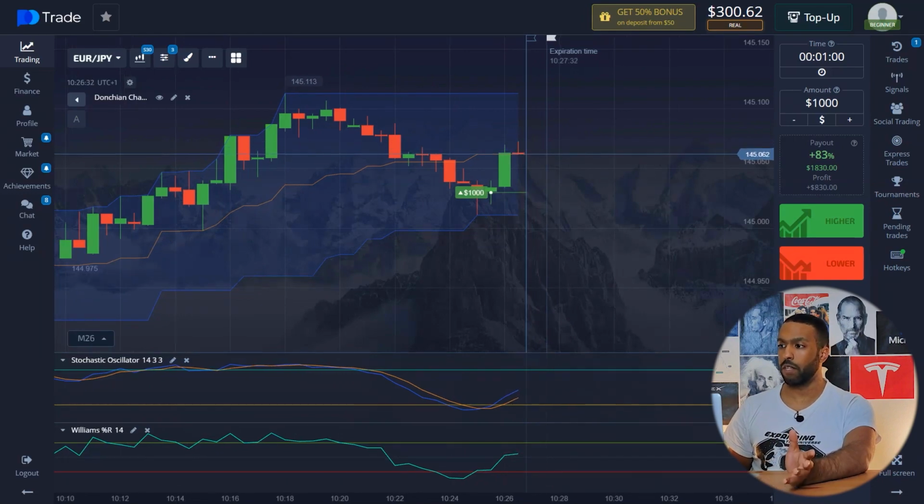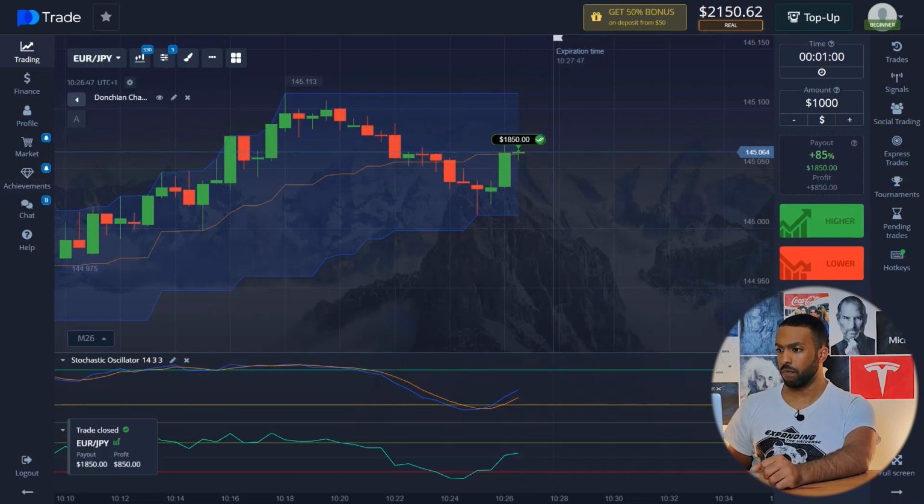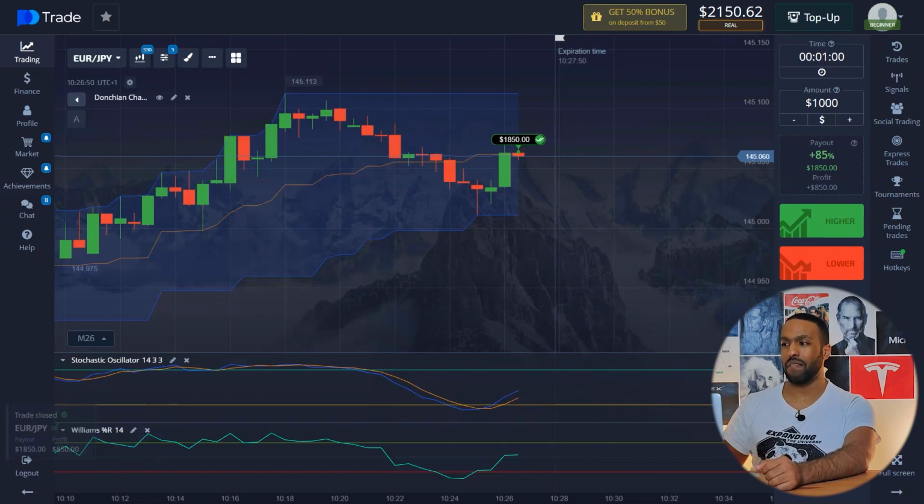Simple, guys, that's pretty much it. I didn't take the Williams indicator into account this time because its line was moving very sharply and I couldn't determine a clear signal. Okay, I don't care anyways, my trade closed with a profit added to my account, $850.